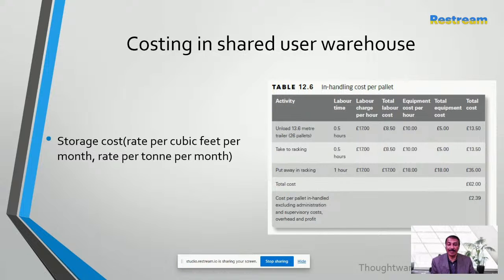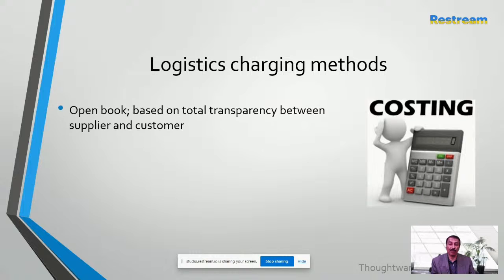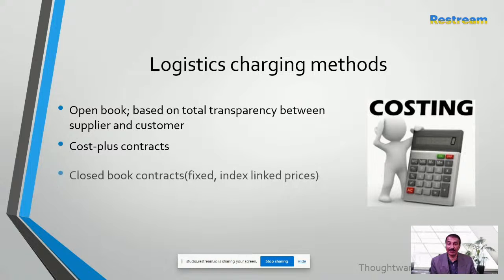Storage cost could be rate per cubic feet per month, rate per ton per month. Anyway, it can be calculated. Then receipt, handling, and dispatch charges. So the logistics charging method could be open book, based on total transparency between supplier and customer, and cost plus contract. Maybe if you are willing to share your cost elements, you can tell your customer clearly, this is my cost and I am going to charge a margin above this level. That is called cost plus contract.